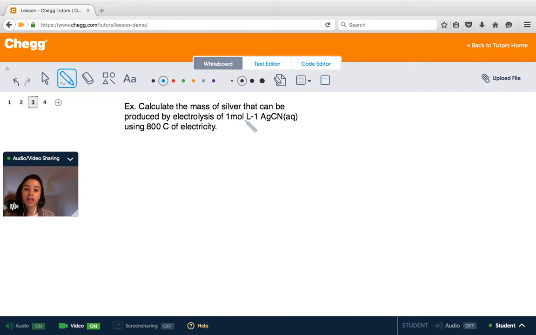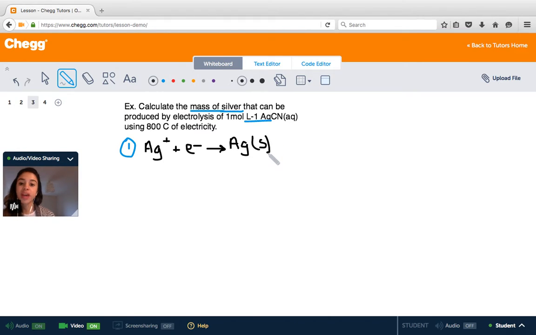So we're talking about silver, which is going to be at the electrode, and it wants the mass of silver. So we're just working with silver, okay? The first step in doing this is writing the half reduction reaction, right? So step 1. Silver is going to be reduced, which means it's going to gain an electron, and then it becomes solid silver. Okay, so that was our first step, right? We have our half reaction.